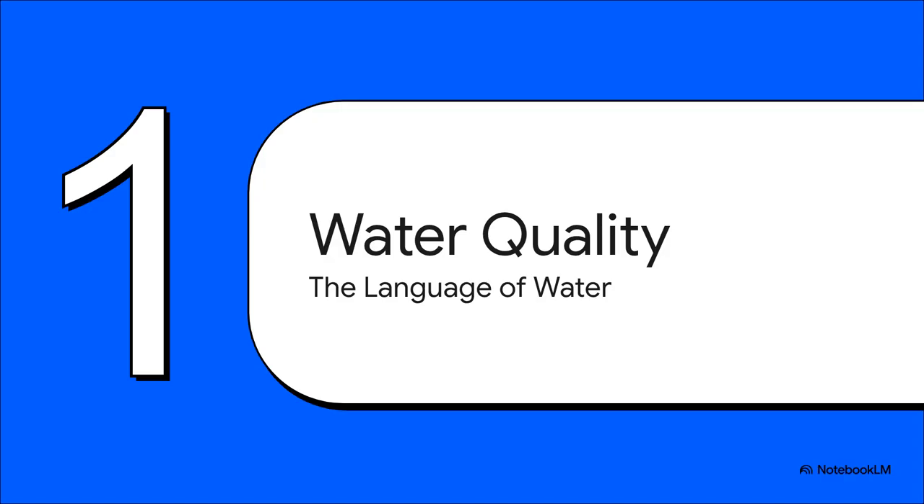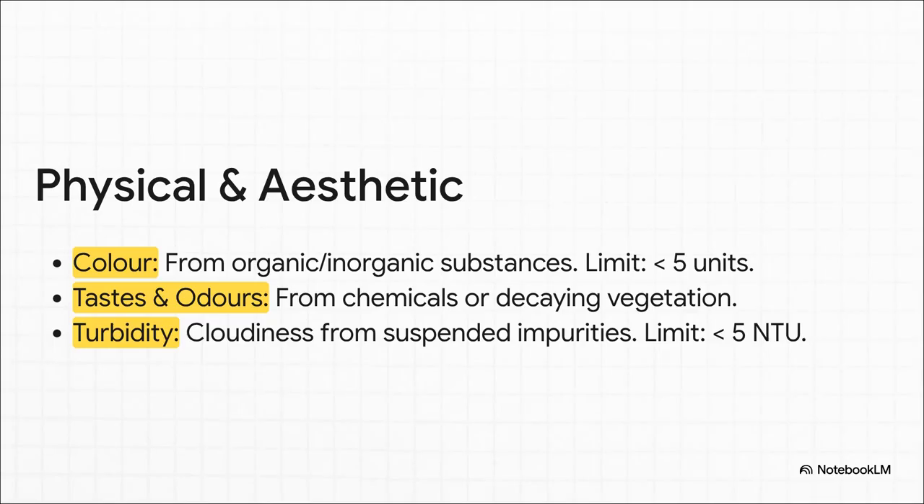Okay, first things first. Before we can even think about treating water, we need to know how to talk about it. We need a shared language to describe its quality. And trust me, understanding these basic parameters is the foundation for everything else we're going to cover. So let's start with the stuff you can notice right away, what you can see, smell, or taste. For drinking water, color should be super low, less than 5 units. Any weird tastes or odors? That could be a sign of anything from treatment chemicals to something decaying in the water.